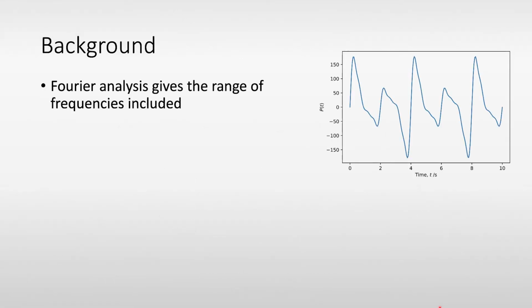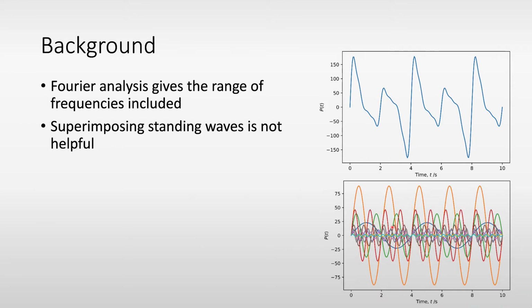As a bit of background, we spoke about the Fourier analysis, which gives us the range of frequencies included in a given signal. If we just show an image of superimposed standing waves, we don't end up with a helpful result, we just see an absolute mess. So we need an alternate representation to infer any meaning in this particular representation. And we call this term the power spectrum.